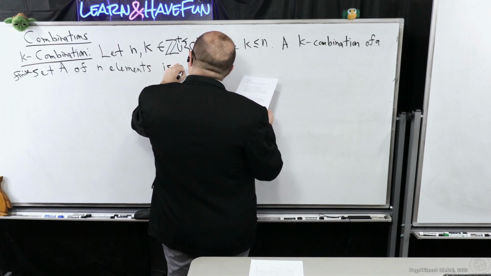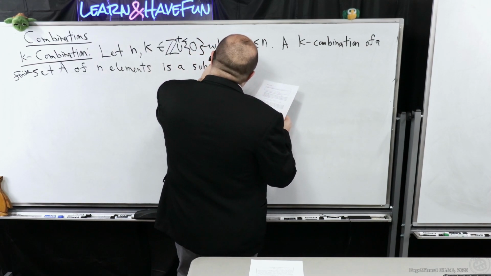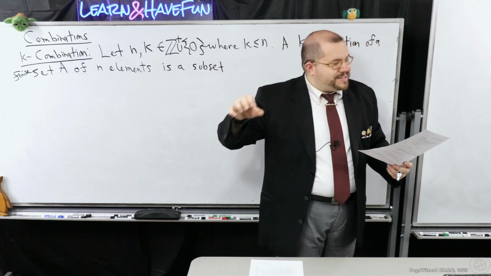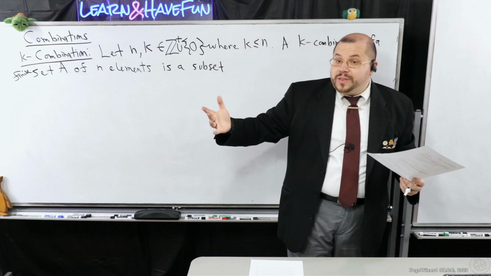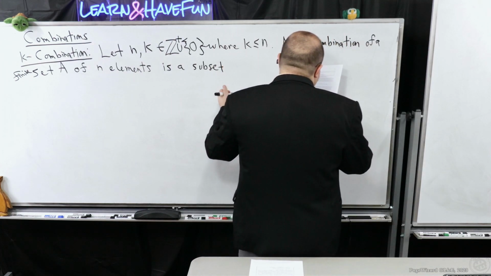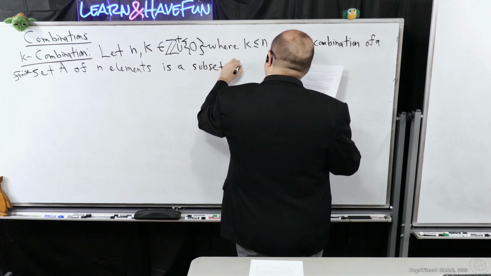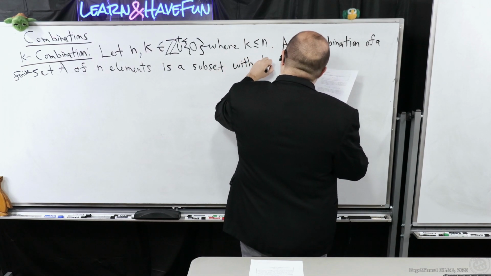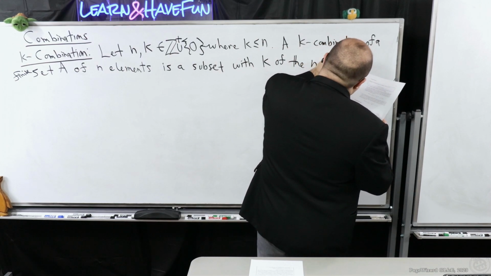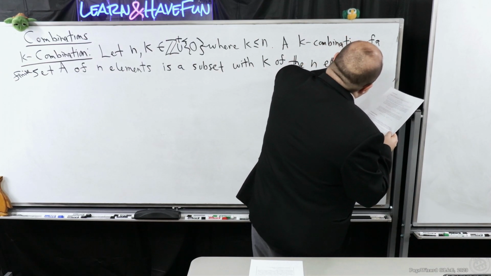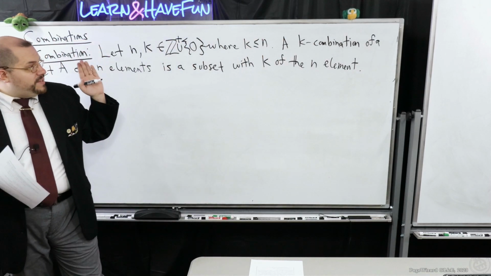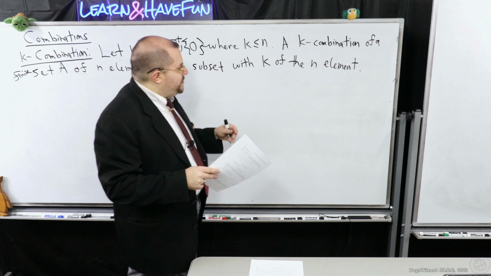is a subset. It means if I look in my set, I take some of the elements and put them aside. That's a subset. It could be even all of them, or maybe even none of them. A k-combination is a subset with k of the n elements. So it's some subset of size k, where it's k of the elements of the set A that consists of n elements.